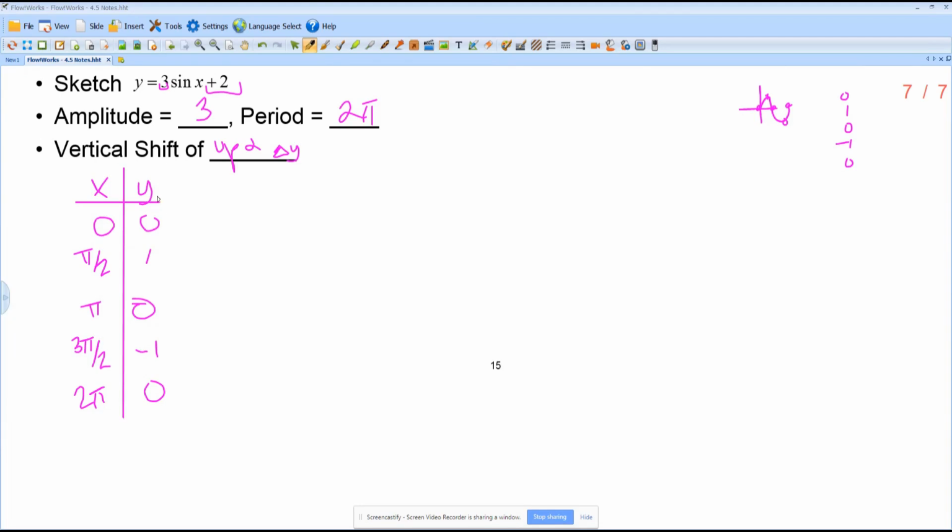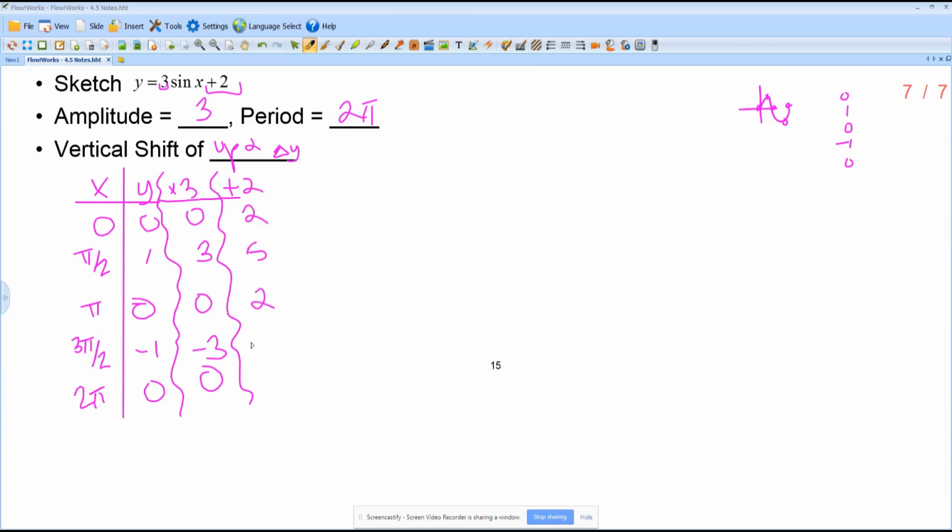And my changes to y, well, there's 2 changes. 1, the amplitude, 2, the vertical shift. What you have to think about is which one would occur first. If I were to put a number in for x, I would take the sine of that number, then I would multiply it by 3, order of operations, then I would add 2. So I need to start by multiplying by 3. And then adding 2. So these are my final y values. Now I'm ready to go and do that sketch.